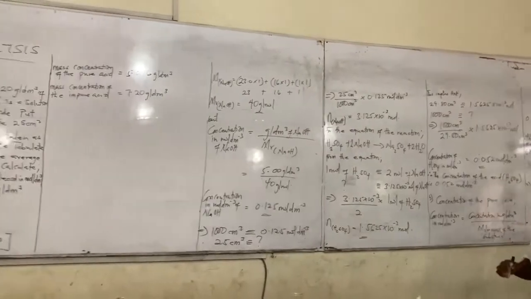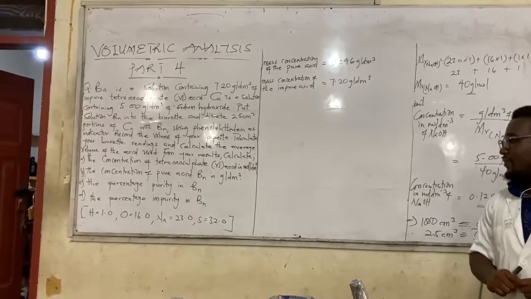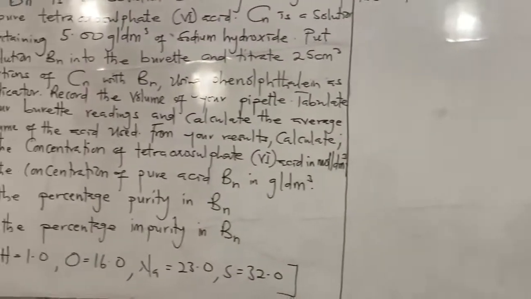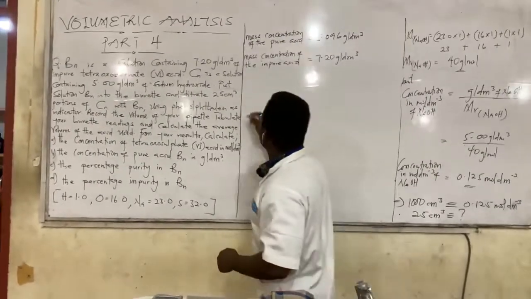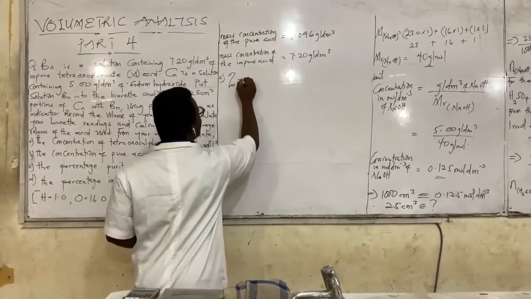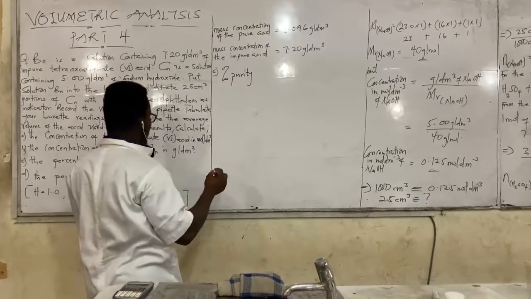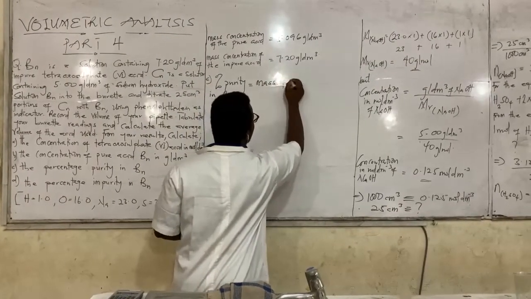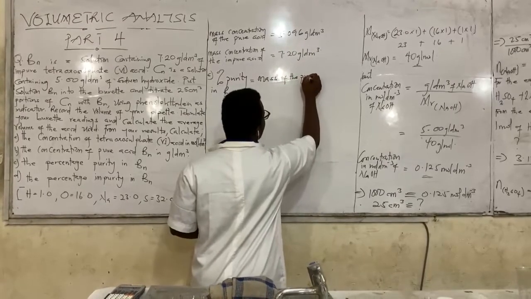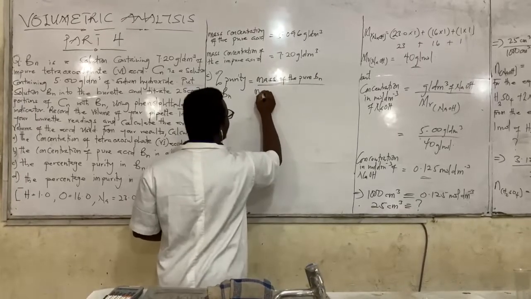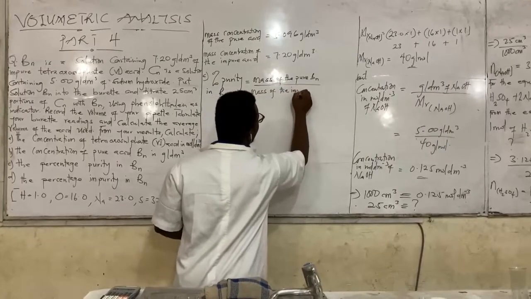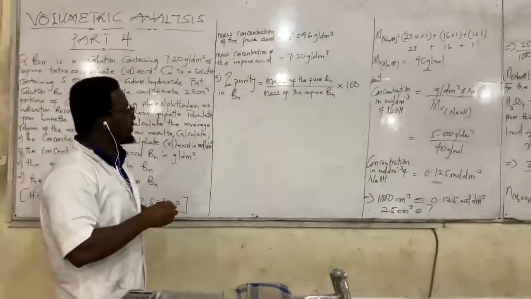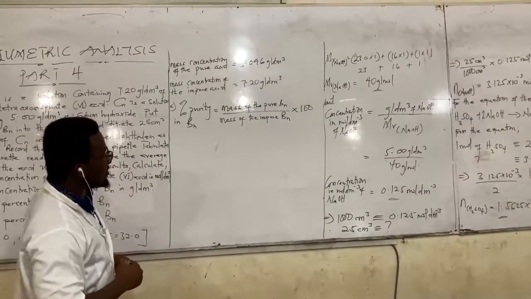Now let's look at what we want to do over here. We want to determine the third part of it, or make analysis on the third part of the question, which says the percentage purity in Bn. Percentage purity in Bn is equal to the mass of the pure Bn over the mass of the impure Bn times 100.